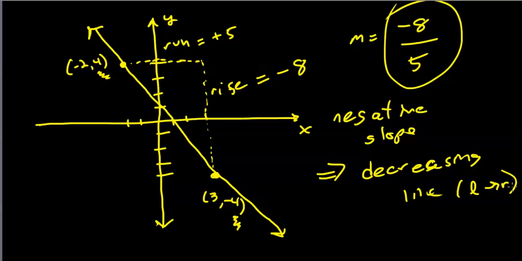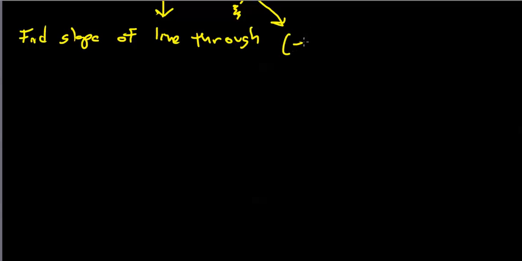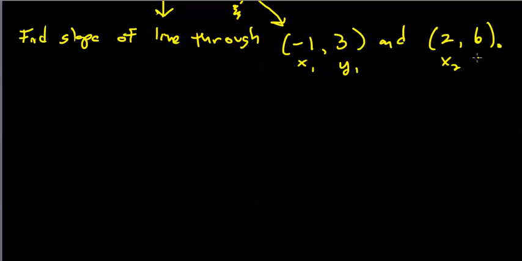Let's try another one. Find slope of line through minus 1, 3 and 2, 6. Alright. Again, labeling is totally arbitrary. You can label either point x1, y1, either point x2, y2. It all comes out the same in the end.